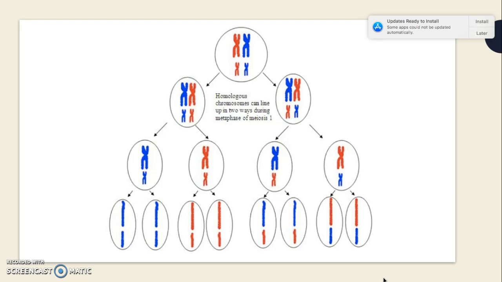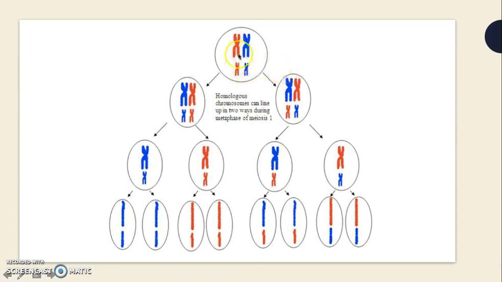So first we see independent assortment. Independent assortment means that the homologous chromosomes of each pair move independently from one another. If we look at this example, this has 4 chromosomes or 2 homologous pairs. We can imagine that in the original individual, there's the red chromosomes, which we could say, just for an example, came from this individual's mother, and the blue chromosomes, which came from this individual's father.